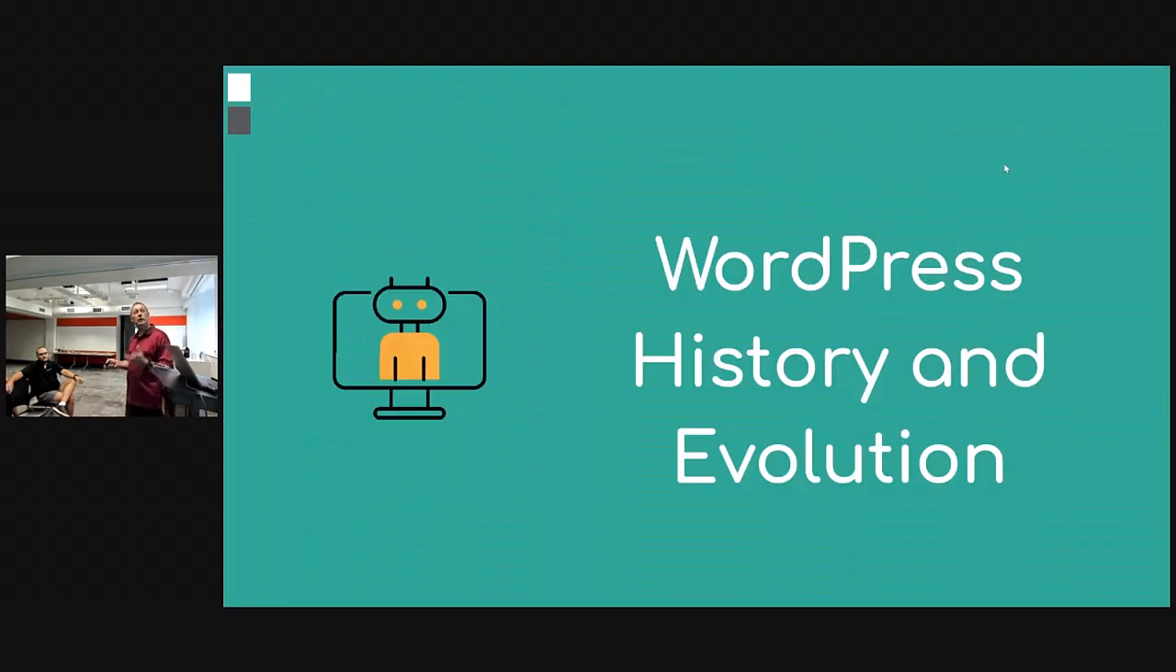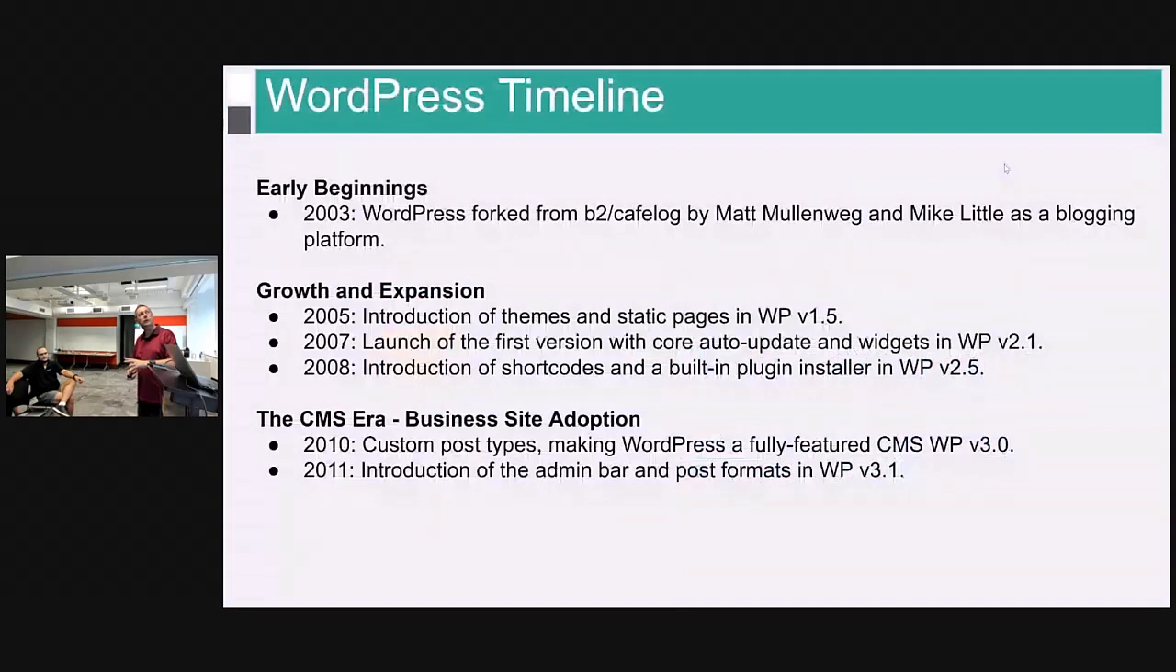Very briefly, a bit about the history of WordPress and its evolution. I think it's important to understand where it came from and where it's going. So, WordPress timeline, 2003. That's when WordPress started. It was forked, which is just a fancy word for copied, from something called b2/cafelog by Matt Mullenweg and Mike Little. It was basically a blogging platform.